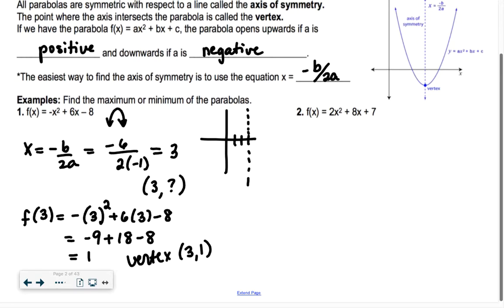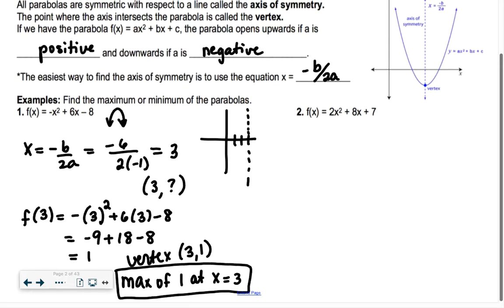Would we call that a maximum or a minimum? It's a maximum because it was a downwards parabola, right? So we're going to say a max of, what's the highest y value? 1 at x equals 3. That's how we write it. Max of 1 at x equals 3. So if you go into AP Calc, they'll always say, find the absolute maximum value. Well, if I'm finding a maximum value, I'm finding the y value. Okay, so a maximum is a y value.